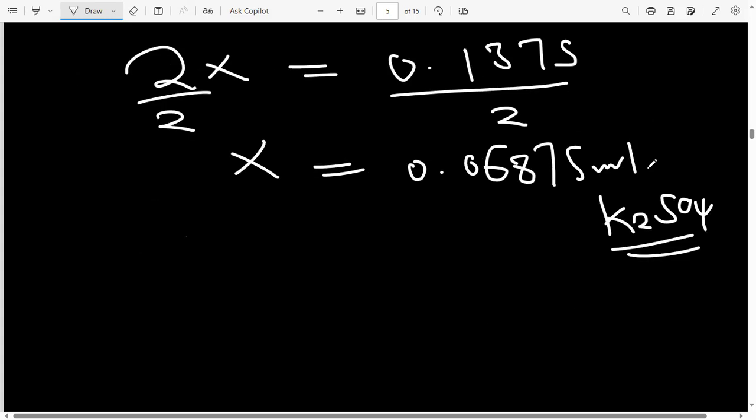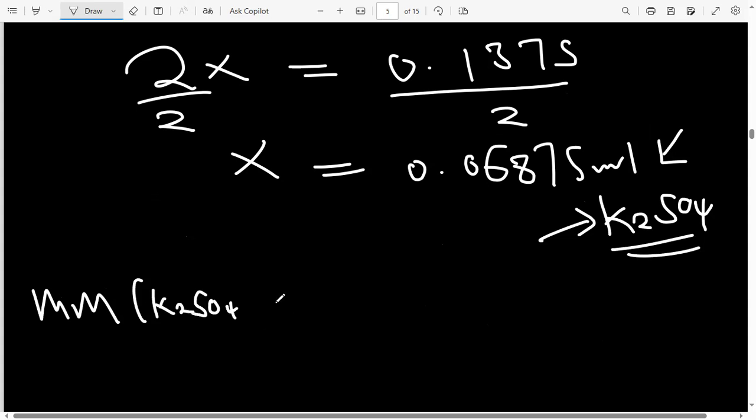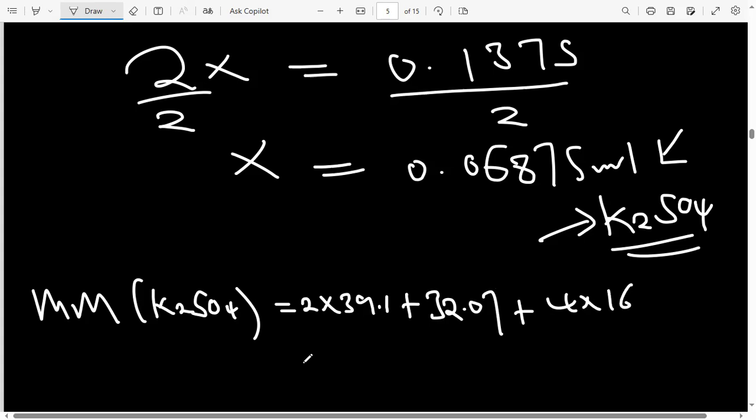So how do we find the mass if we have the moles? We just have to get the molar mass of this compound. So the molar mass of potassium sulfate will be what? You add: 2 multiplied by 39.1, plus 32.07, plus 4 multiplied by 16. This will be the molar mass.